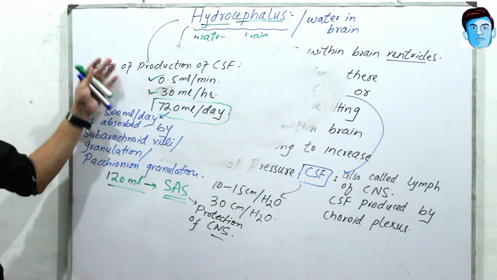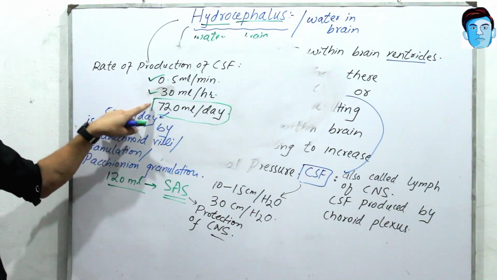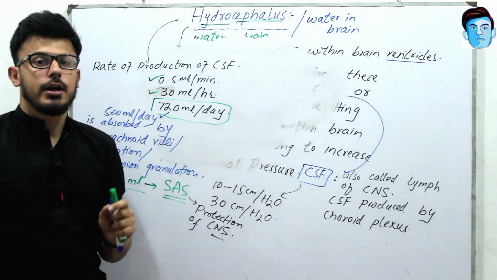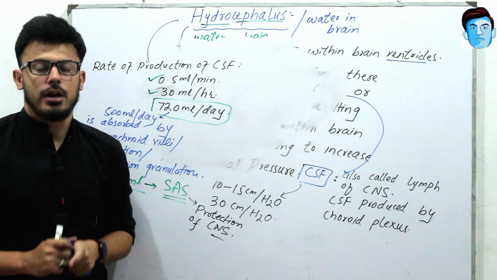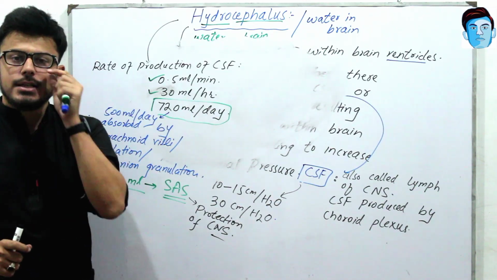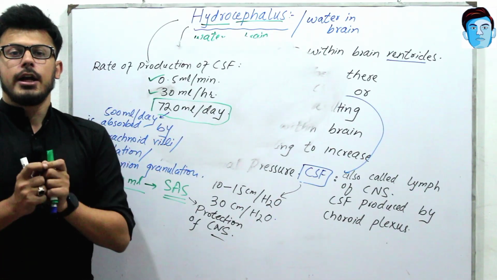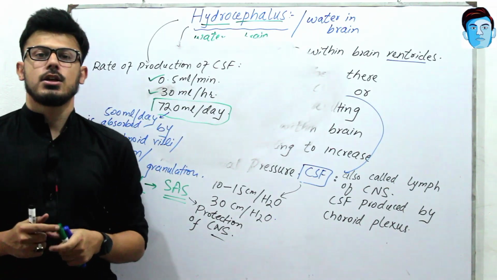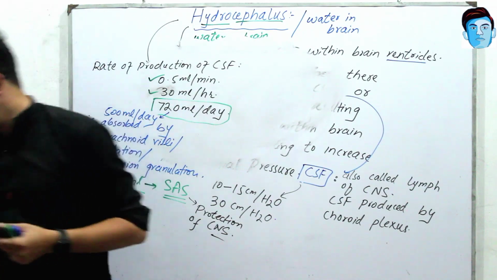So I repeat, the rate of production is 0.5 ml per minute, 30 ml per hour, or 720 ml per day. Out of 720 ml, 500 ml is reabsorbed by subarachnoid villi or pacchionian granulations, while the remaining 120 ml is constantly present in the subarachnoid space, where it helps in the protection of the brain and spinal cord. Now let's discuss the flow of CSF.